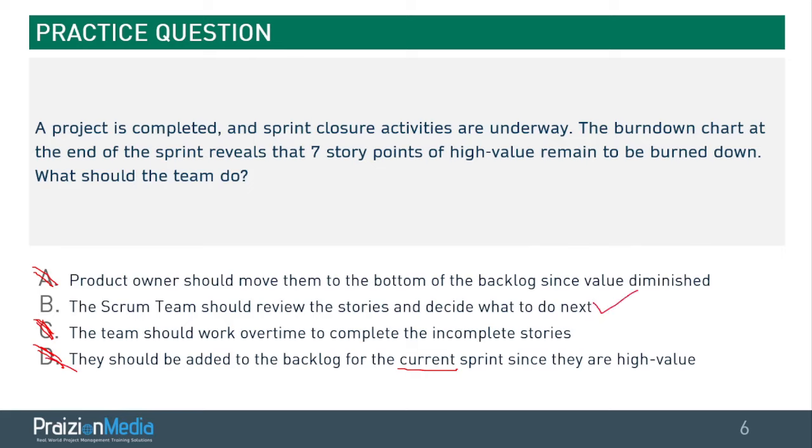B. Review the stories. Team will put them back into the backlog. They may even have to reestimate those stories, like if they're partially done, you know. So there are many things that surround this question, but I can tell you it won't be the product owner automatically taking them to the bottom of the backlog. And value may not have diminished, like it's putting words into your mouth. You see that? All right, let's move on to our next one.